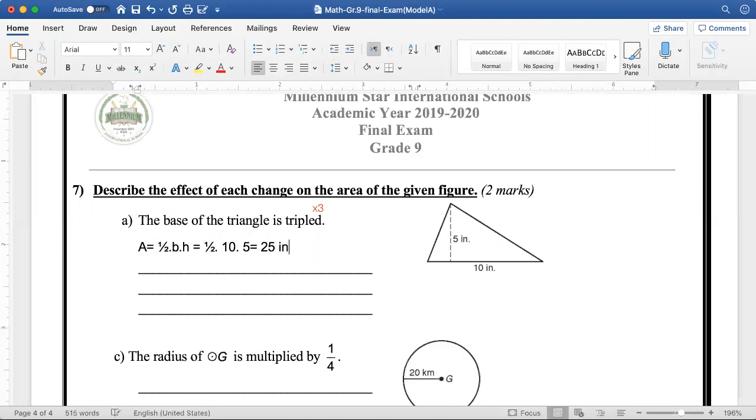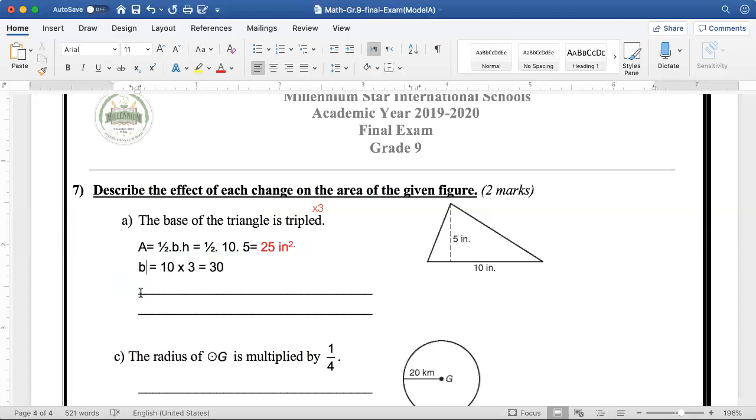And don't forget to write the unit, which is inch squared, because I am calculating the area, and when I am calculating the area, I must square the units. So now the area is 25 inch squared. Let's try to triple the base. Tripling the base would make the base equal to 10 multiplied by 3, which is 30. So the new base here is equal to 30.